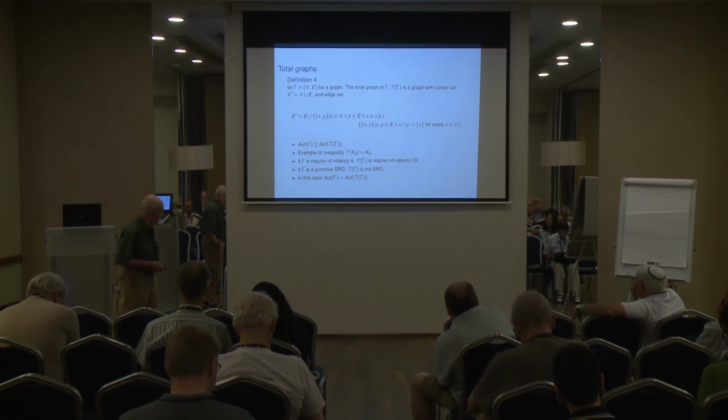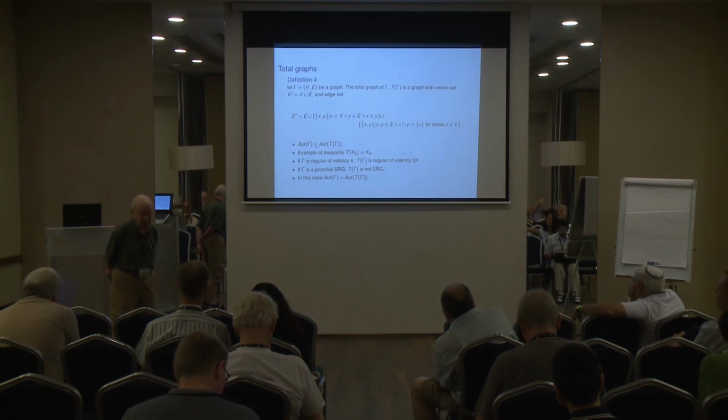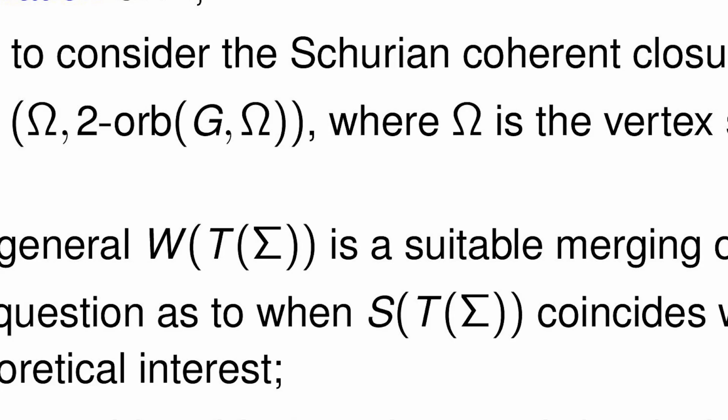But very significant is that if we work with a strongly regular graph and it is primitive, primitive meaning that the strongly regular graph and its complement are connected graphs, then the automorphism group of the graph and the automorphism group of the total graph are equal. So this is what we are assuming in our experiment.